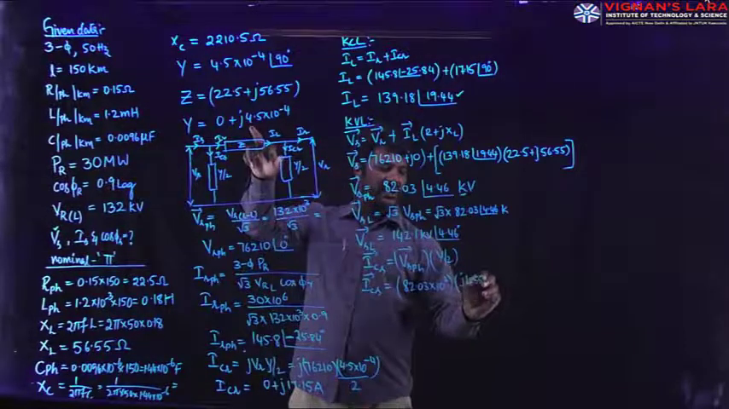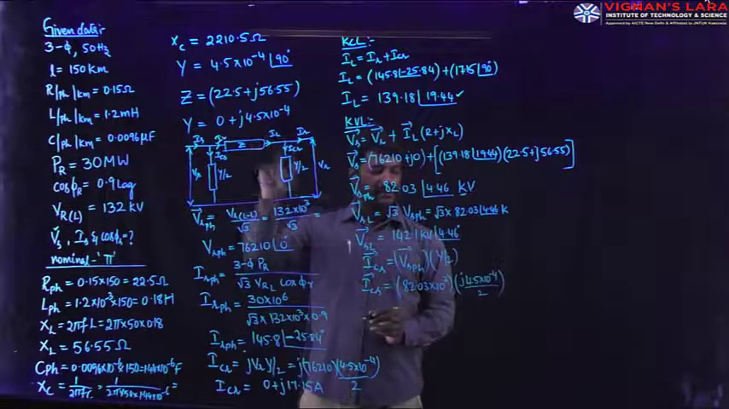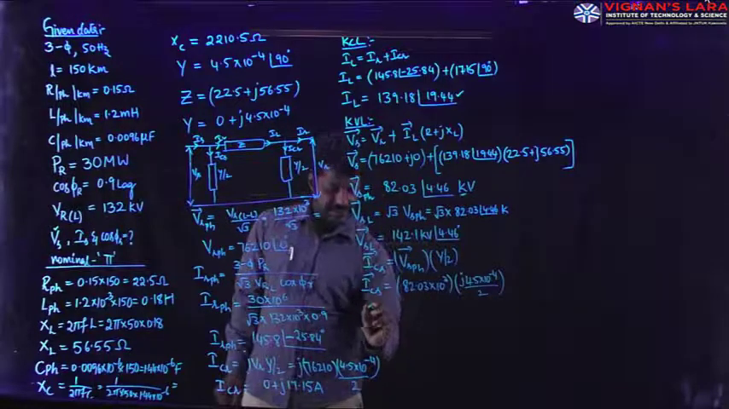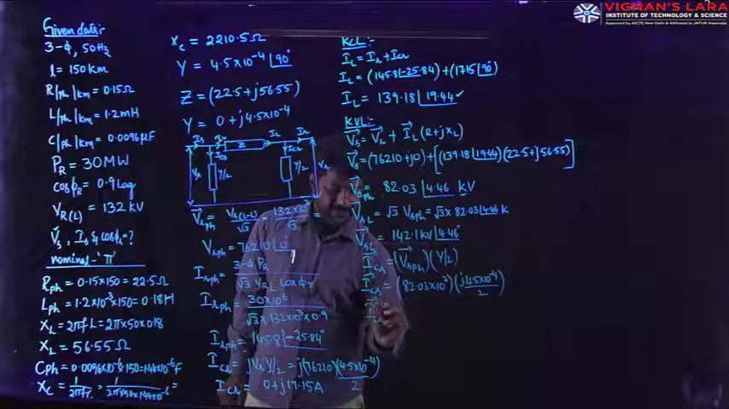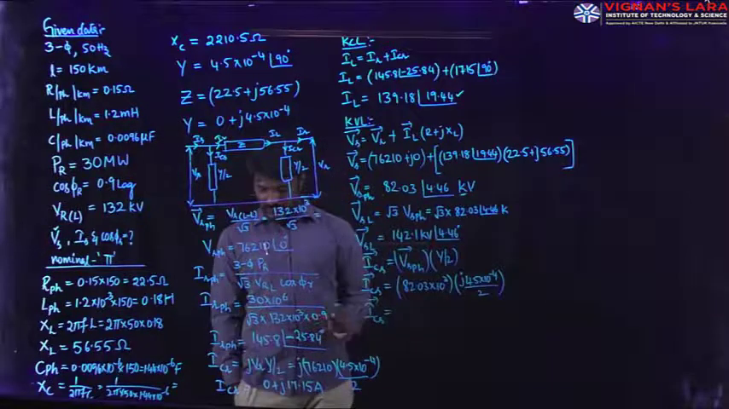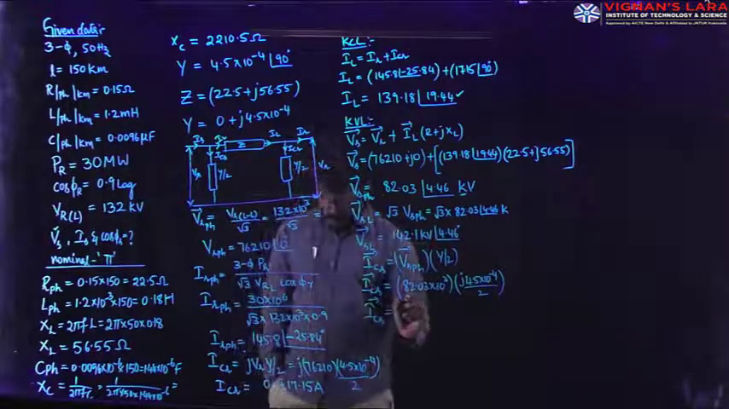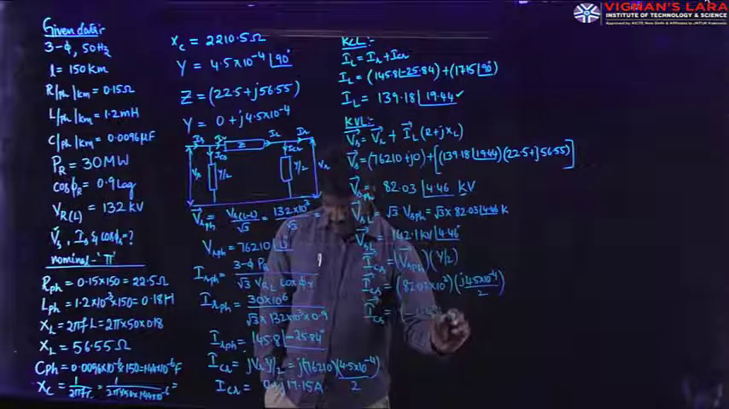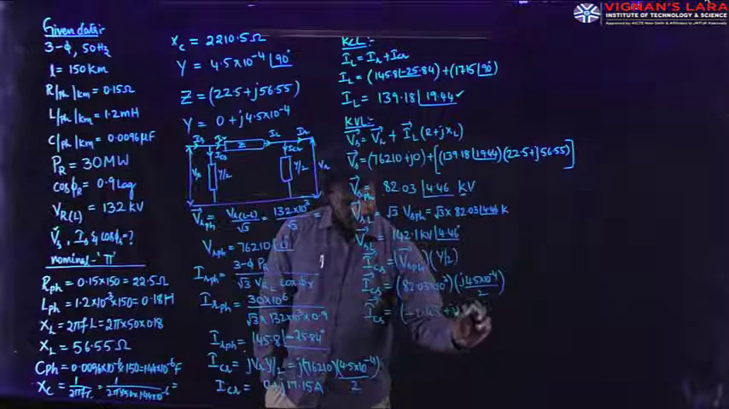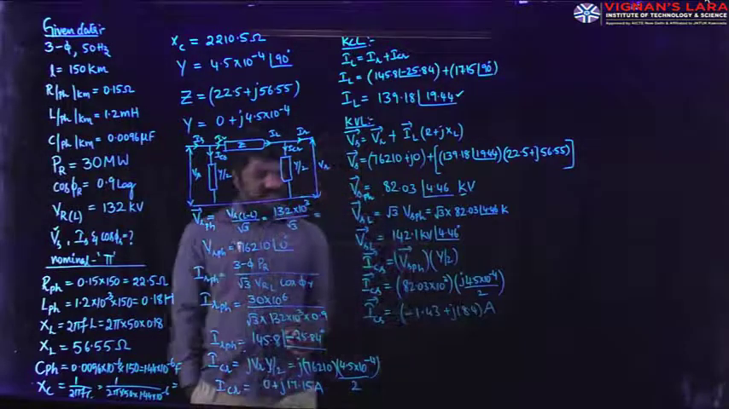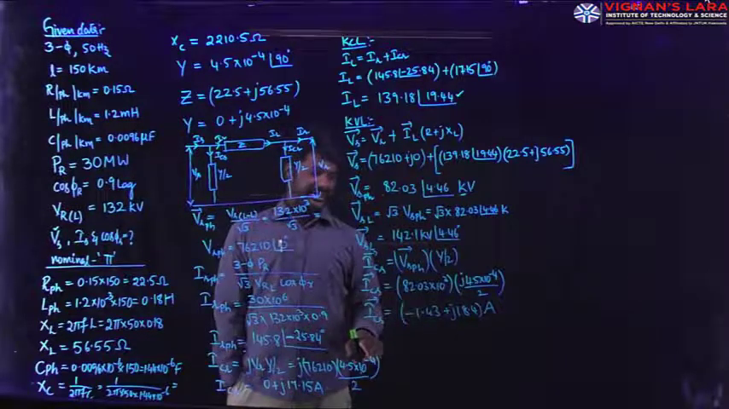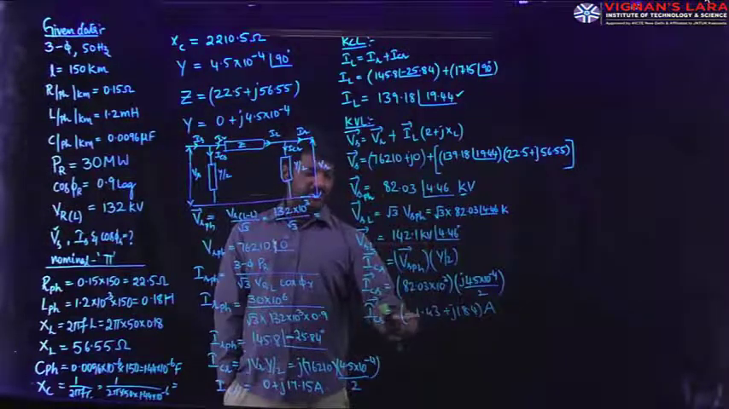4.5 into 10 power minus 4 is to be divided with 2, because half of the admittance is placed on either side. Then the product of these two gives us the sending end current in the capacitor as ICS, whose value is equal to minus 1.43 plus J 18.4 amperes. If you observe this current, it has a magnitude with an angle greater than 180 degrees. That is why you got the real part to be minus.